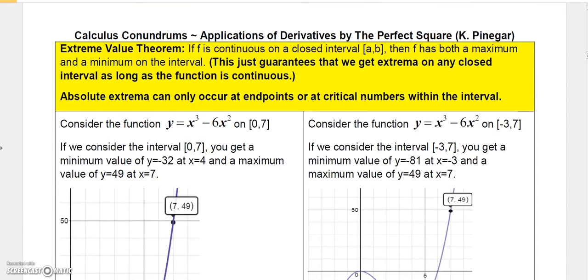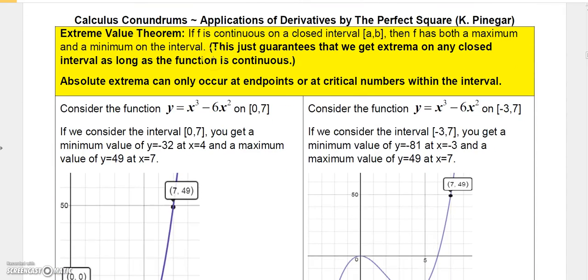Okay, so let's talk about the extreme value theorem. The extreme value theorem is the theorem that guarantees that we get an extreme value within an interval. So if f is continuous on the closed interval from a to b, then f has both a maximum and a minimum on the interval. So if you tried to draw any continuous graph from 2 points, you couldn't draw it without having a minimum and a maximum on the interval.